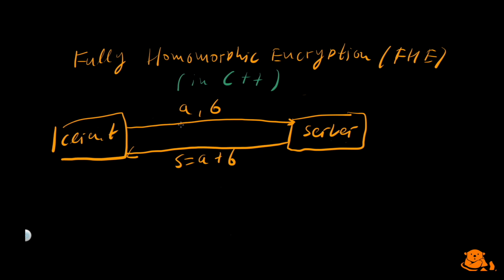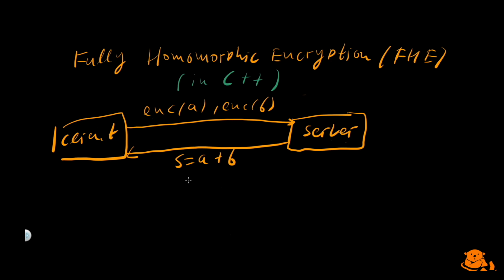What the client might do instead of sending a and b is, first of all, encrypt a and also encrypt b, and send these encrypted versions to the server instead, and it will do so with its own private key. This key will not be shared with the server.